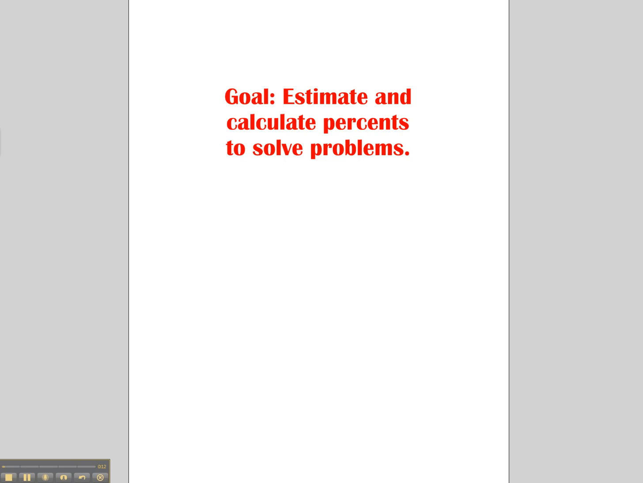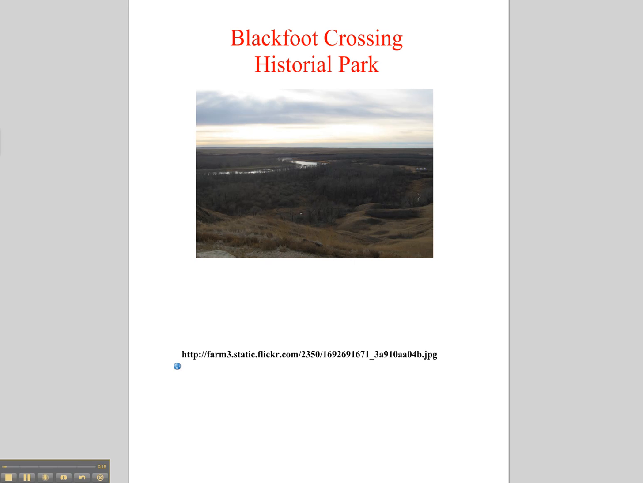Our goal today is to estimate and calculate percents to solve problems. In our textbook on page 196, there's a story about a grade 6 class that is planning a 300-kilometer bus trip to Blackfoot Crossing Historical Park. The bus ride will take about 4 hours, and the students want to figure out how long and how far they will travel before they pass these landmarks.